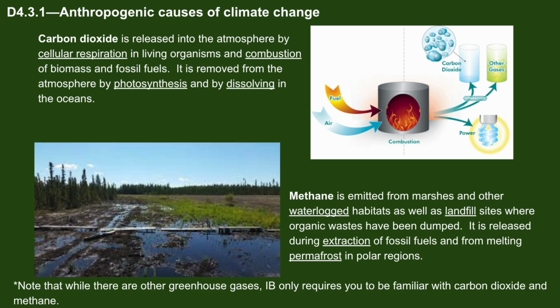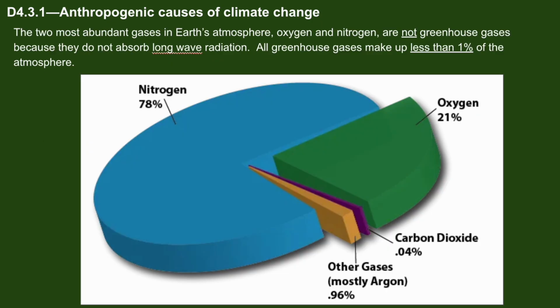Okay, so CO2 is released into the atmosphere by cell respiration in living organisms, but also combustion of biomass and fossil fuels. It can be removed from the atmosphere by photosynthesis and by dissolving in the oceans. Methane is emitted from marshes and other waterlogged habitats, as well as landfill sites. It is released during extraction of fossil fuels and from melting permafrost in polar regions. Note these are the only two greenhouse gases that you need to be familiar with.